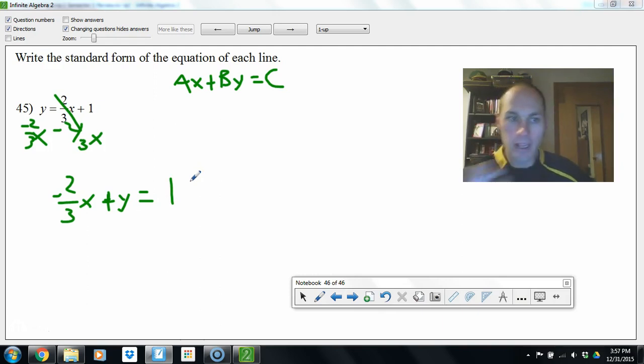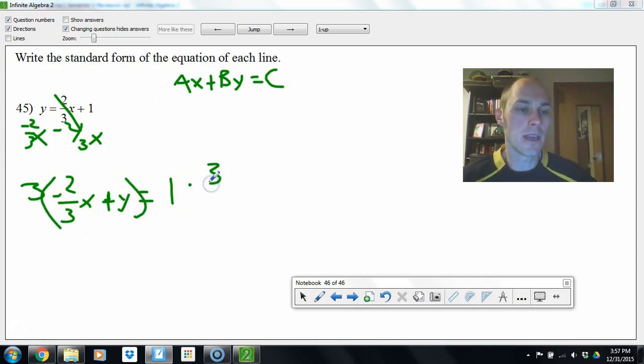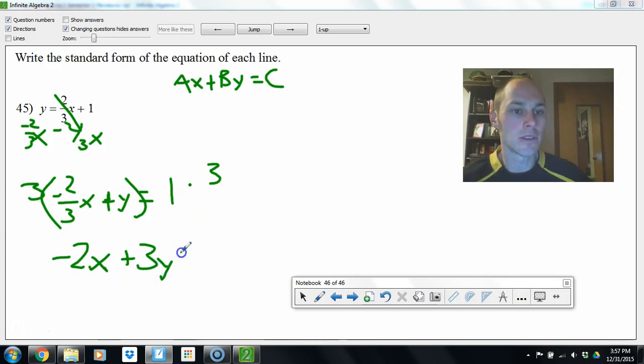Typically we want to get rid of the fractions. In order to do that, this fraction is divisible by 3. So if we multiply everything by 3 on both sides of the equation, we keep the equation the same, it just eliminates those pesky fractions. So the answer key is going to show the fraction eliminated. So 3 times negative 2/3 is negative 2x. 3 times y is 3y. 1 times 3 is 3.